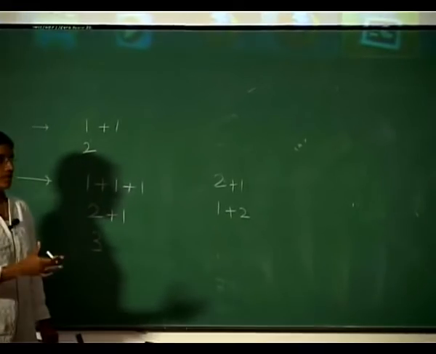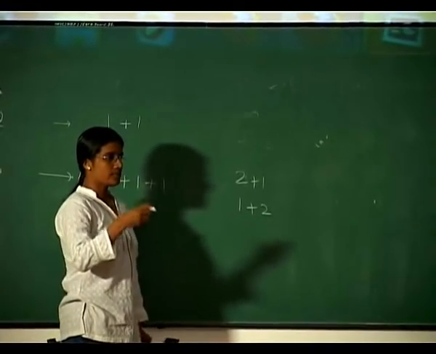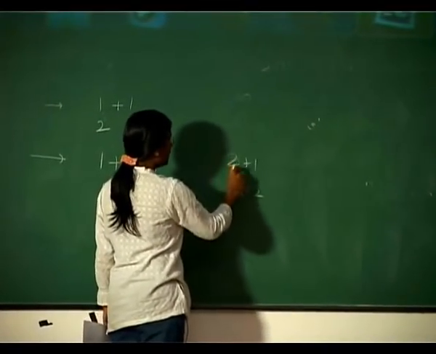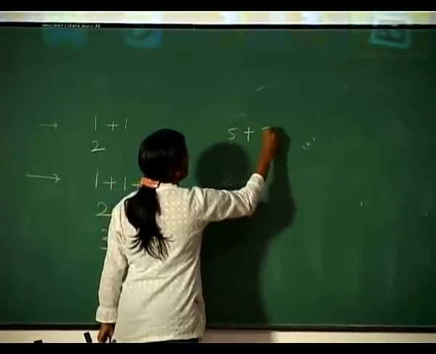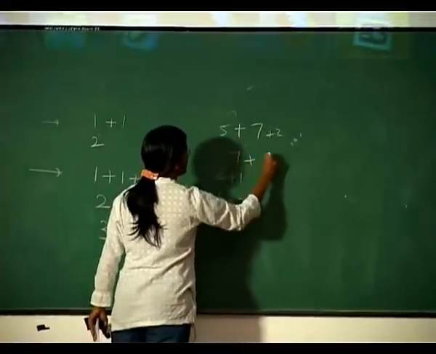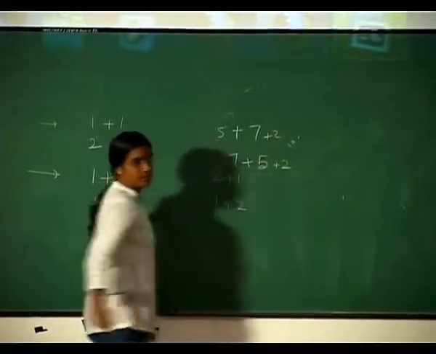So splitting an integer as either 2 plus 1 or 1 plus 2 is the same. So let me fix a notation: I always write the split with the bigger part coming first. So like 5 plus 7 plus 2, I always write it like this.